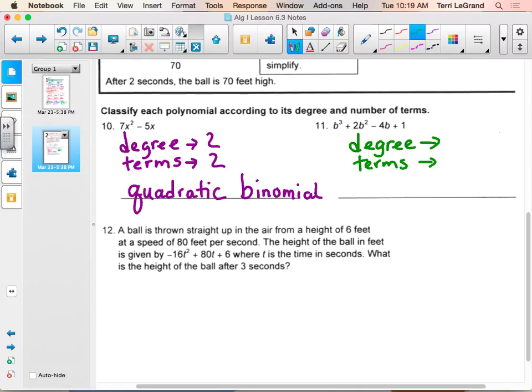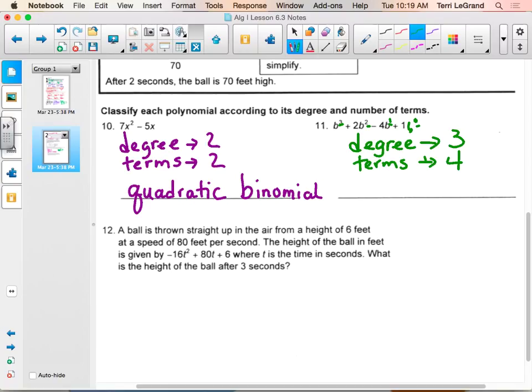3. Is it in standard form, by the way? 3, 2, 1, and this would actually be b to the 0 power. It looks to me like it's in standard form. 3, 2, 1, 0. It's going from greatest degree down to least degree. How many terms are there? 4.